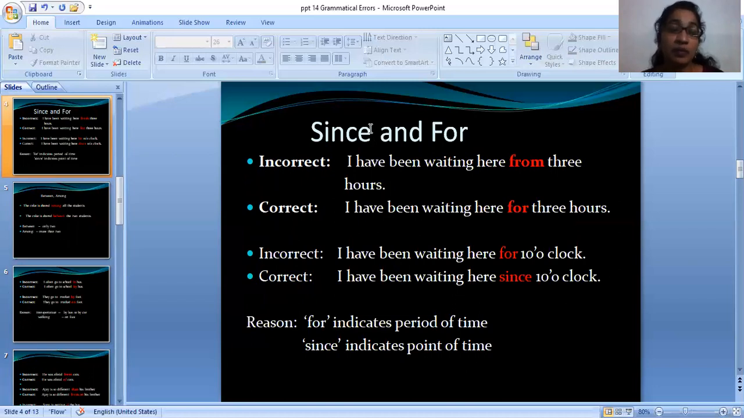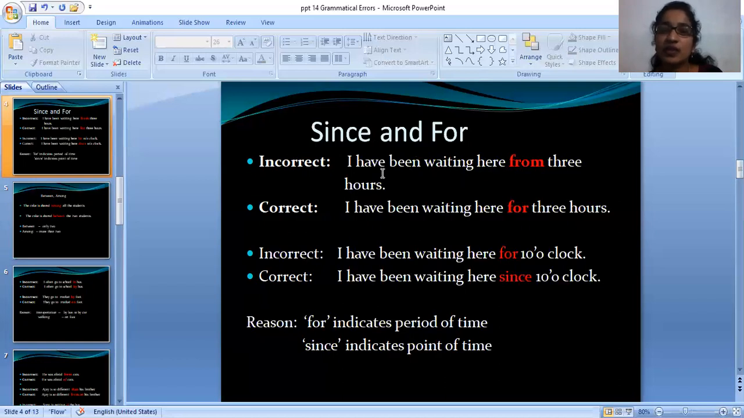Most of the students feel it's difficult to choose between since and for, right? In most of the cases. So let us see what's the correct usage of since and for. When we have to use the preposition since and when we have to use the preposition for. So let me give you the first set of examples here.